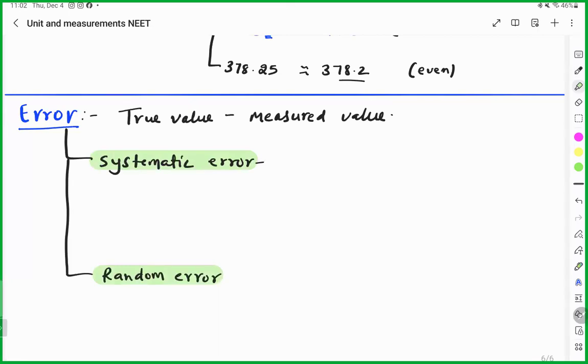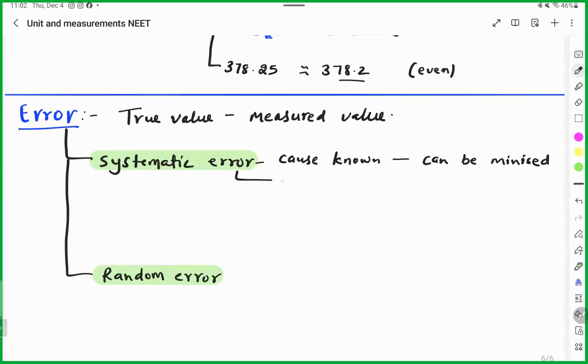So systematic error is when we know the real cause of the error. It could be the instrument, it could be the environment, it could be because of us. So in this case, the cause is known. And when you know the cause, we can minimize it. Correct? It can be minimized. Any doubt, guys?